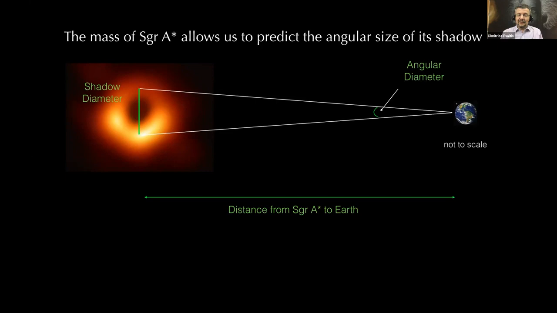And using Einstein's theory of relativity, and we'll give you again the equation for that, you can predict how big the shadow diameter will be. And if you know the shadow diameter and you know the distance to the galactic center, then you can predict how big the angular size will be. Will it be like 42 microarcseconds, like what happened for M87? Will it be smaller? Will it be bigger?